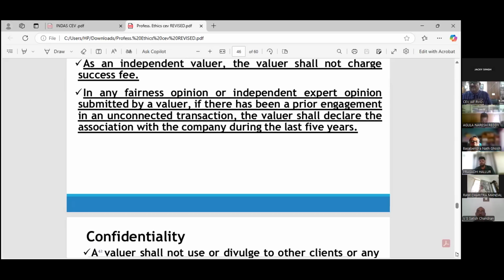You cannot do that. That is unethical, totally unethical. Both mandate snatching and success fee, both are unethical.